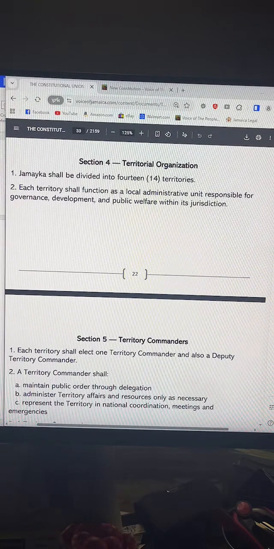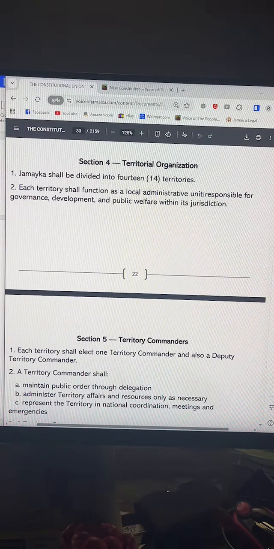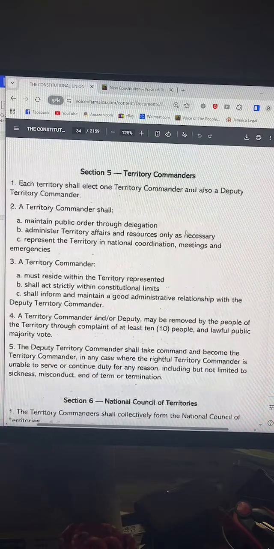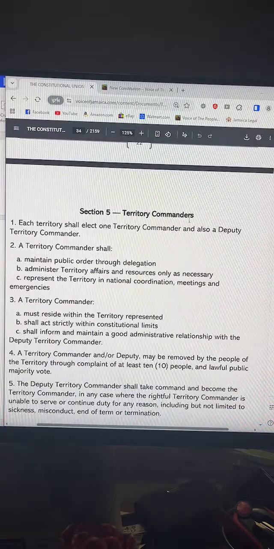Each territory shall function as a local administrative unit responsible for governance, development, and public welfare within its jurisdiction. All right. Then we have territory commanders. Each territory shall elect one territory commander and also a deputy territory commander.